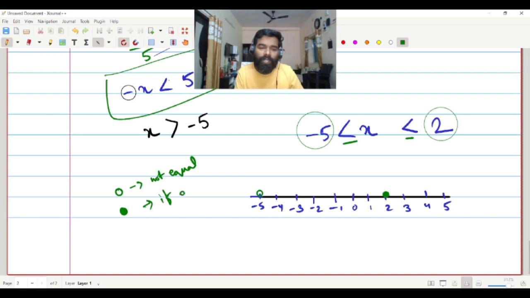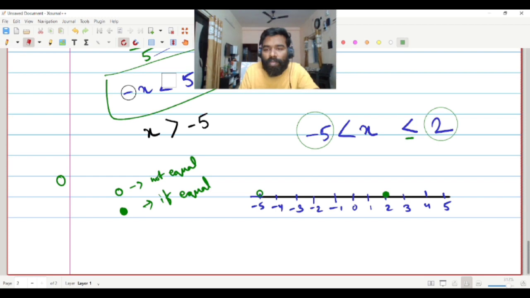If equal, along with greater than, less than. If it is equal, then you fill the circle. If it is not equal, you just leave the open circle, which means you do not fill anything inside. Okay, and then it lies in between entirely from minus 2 to minus 5.